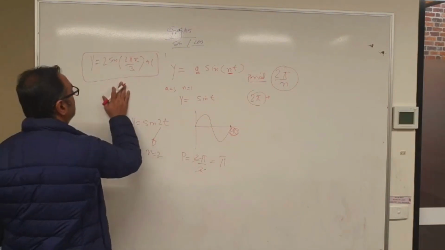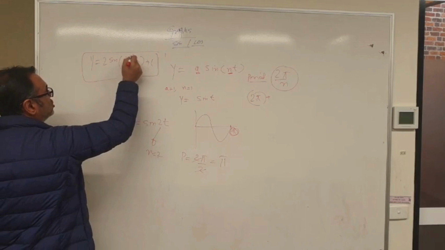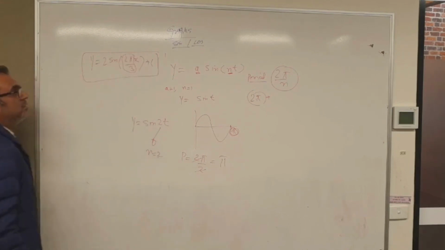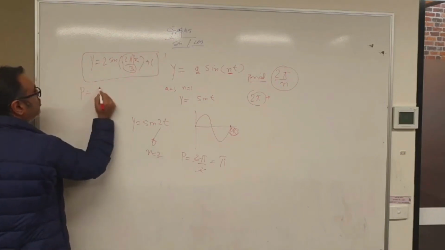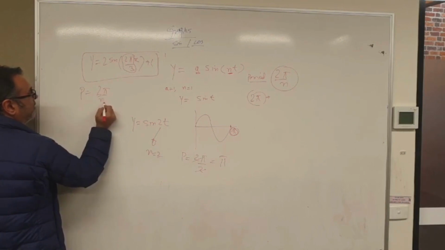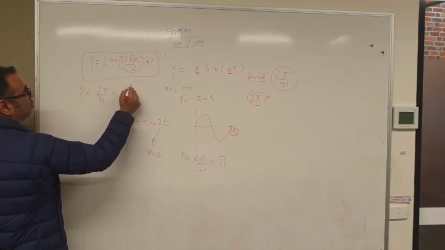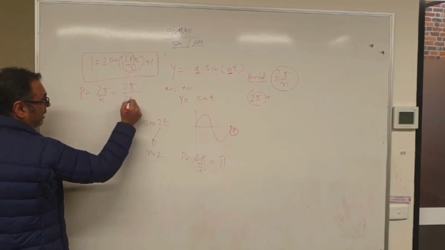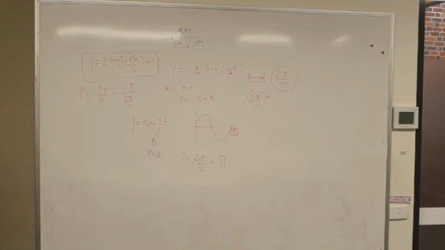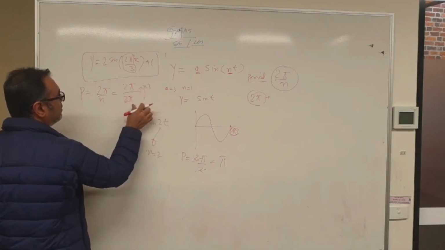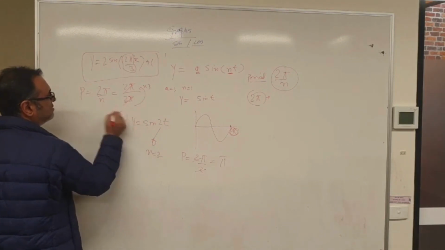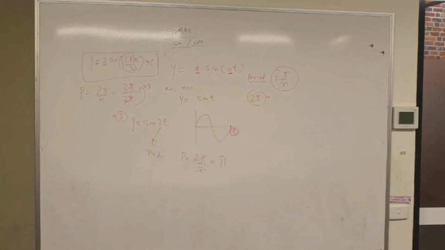Whereas in this question here, my n is 2 pi over 3. So let's see what's the period. Period equals 2 pi over n, my n is 2 pi over 3. So I'll say 2 pi over 2 pi over 3. Yes? 3 goes up. 2 pi cancel. The answer is 3. That is why the period of the graph is 3. Right?